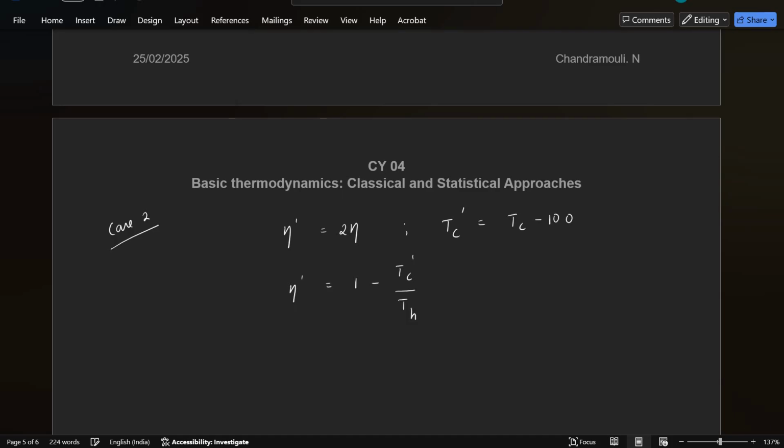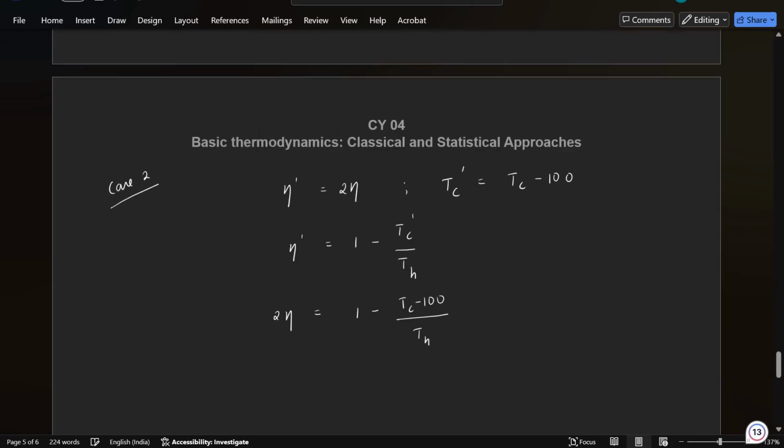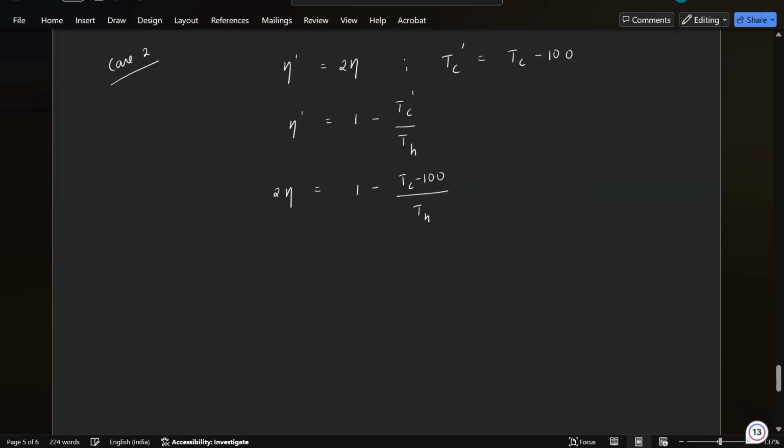Now let's substitute all these things. It's 2 eta equals 1 minus (Tc minus 100) by Th. We also know that eta is 1 by 4. So 2 into 1 by 4 is going to be equal to 1 by 2, which equals 1 minus Tc by Th plus 100 by Th.